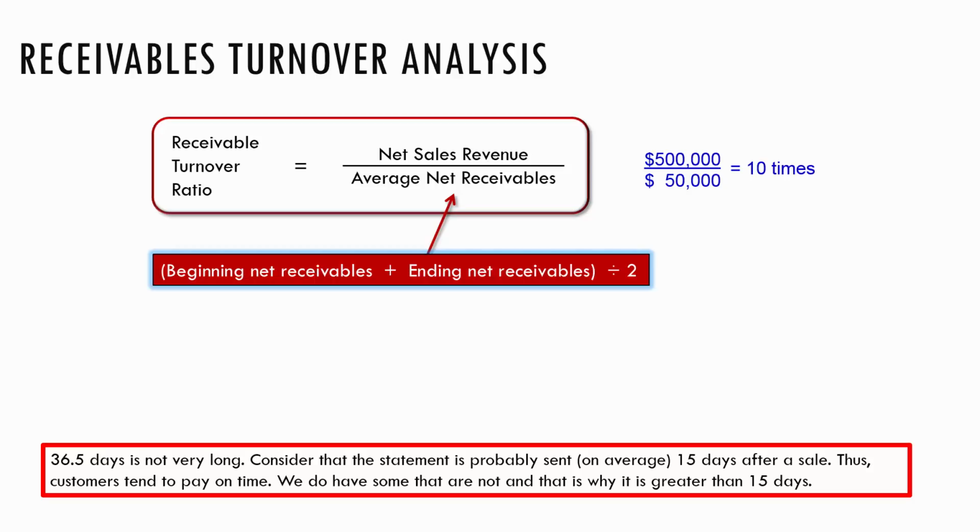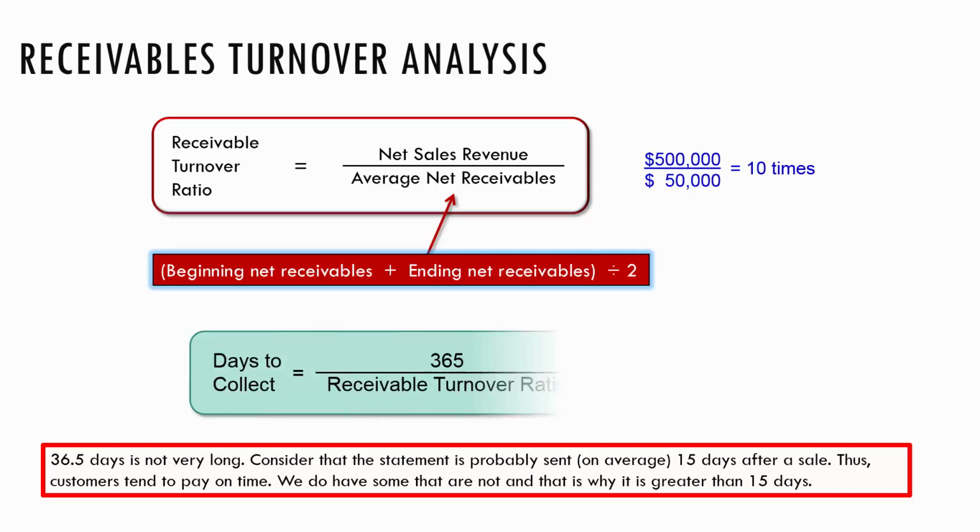If you take that 10 times, and if this is for a year, you can go down and take 365 days divided by the receivable turnover ratio you just calculated, and you see that it takes 36.5 days to collect. Again, if you're billing them 30 days after they make a purchase, you're saying you're collecting it in 36.5 days. And you have to allow also time for mailing it out and the customer receiving it and the customer processing their check. So 36.5 is really good.